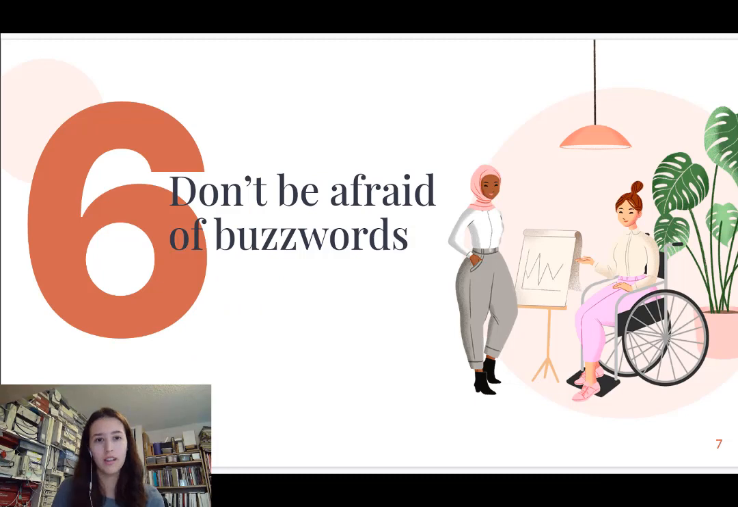Number 6, don't be afraid of buzzwords. You're going to hear terms like API, backend, bugs, object-oriented programming. Don't freak out. Just look up their definitions over and over again if you have to, and use them when you're talking about projects or other CS-related topics. This makes them way less intimidating and much more helpful.